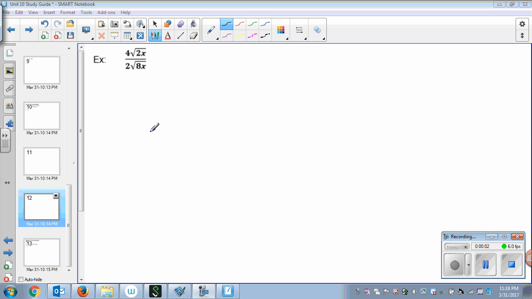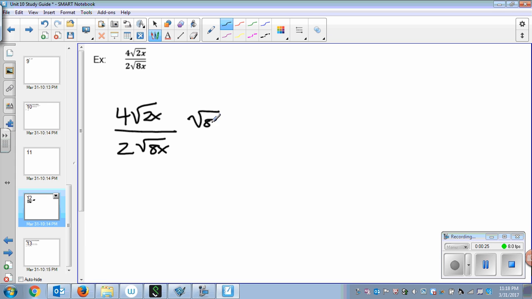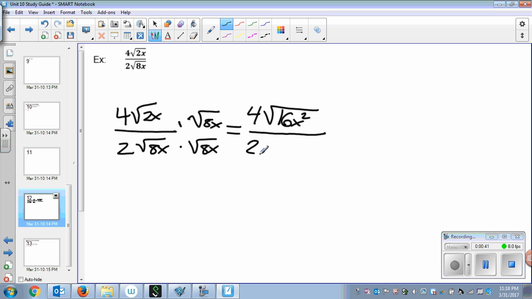Okay, this is a continuation of the Unit 10 study guide, doing the last problem, the longer way. So we did it the shorter way, where we simplified outside and outside and inside and inside. But if you don't see that, what you can do is take top and bottom and multiply by the square root of 8x. On the top, outside times outside gives us 4, and inside times inside gives us 16x squared. On the bottom, outside times outside is 2, and inside times inside is just 8x. The square root of 8x times the square root of 8x is just 8x.